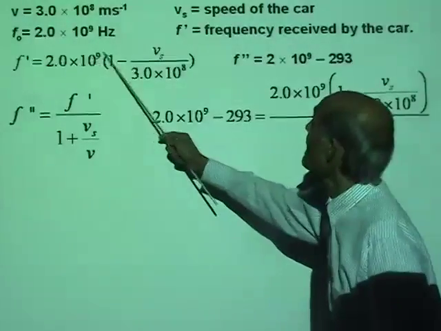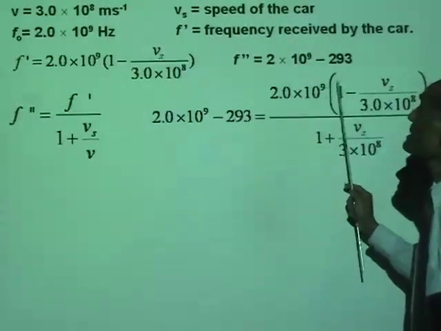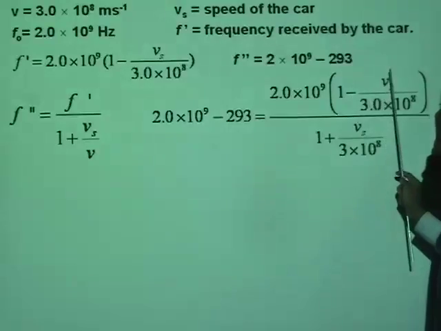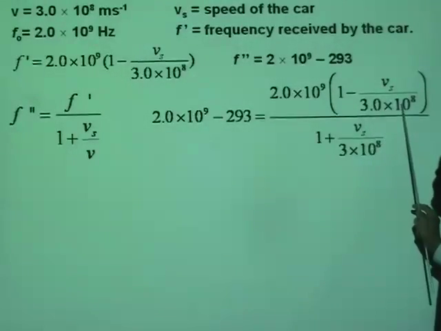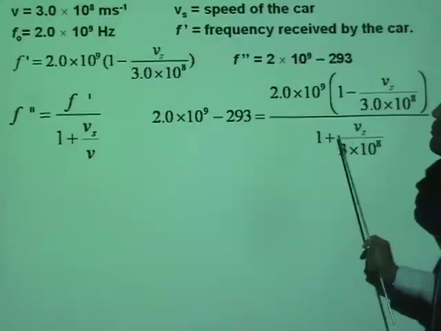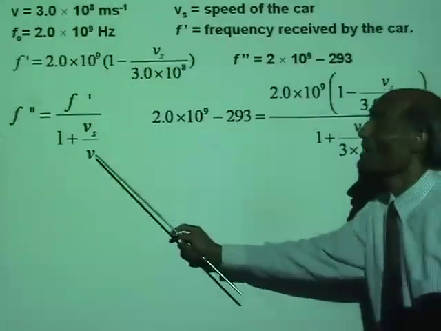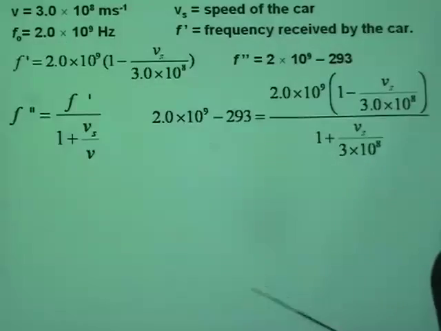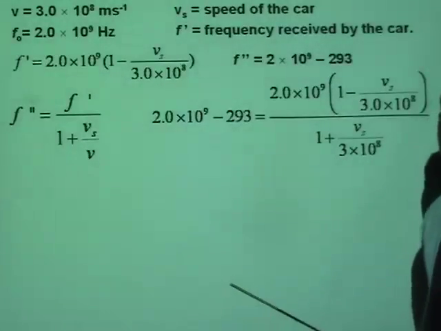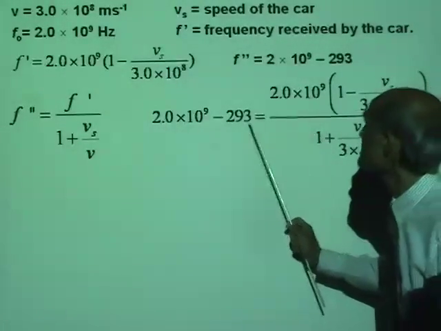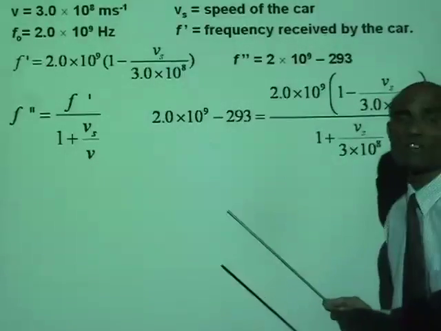9 is replaced by this. 2 times 10 to the 9 times 1 minus Vs over 3 times 10 to the 8 all over 1 plus Vs divided by V. V is 3 times 10 to the 8. Now, I'm sure some of you will get intimidated by seeing these figures.